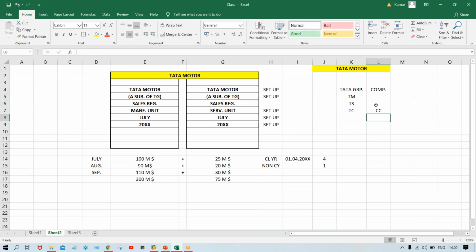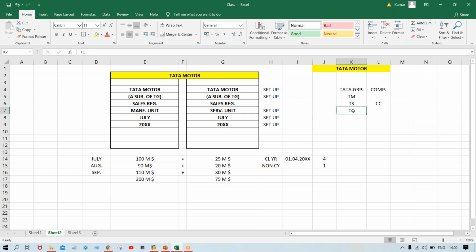Okay, I'm typing again in shortcut itself. This is called company code. These, all Tata Motor, Tata Steel, Tata Chemical, this is called company code. So company equals to what, guys? Company is nothing but group company, and company code is what? Whatever subsidiaries are there, right?